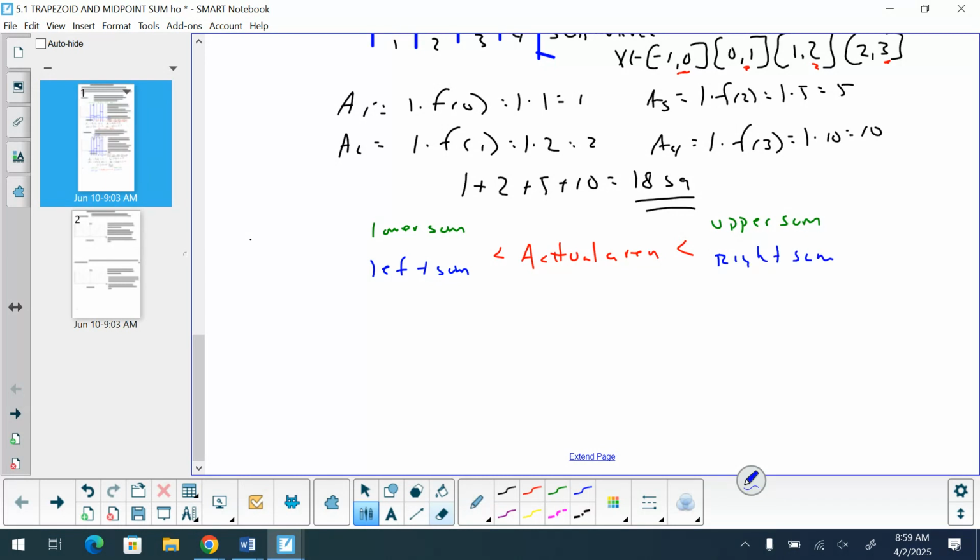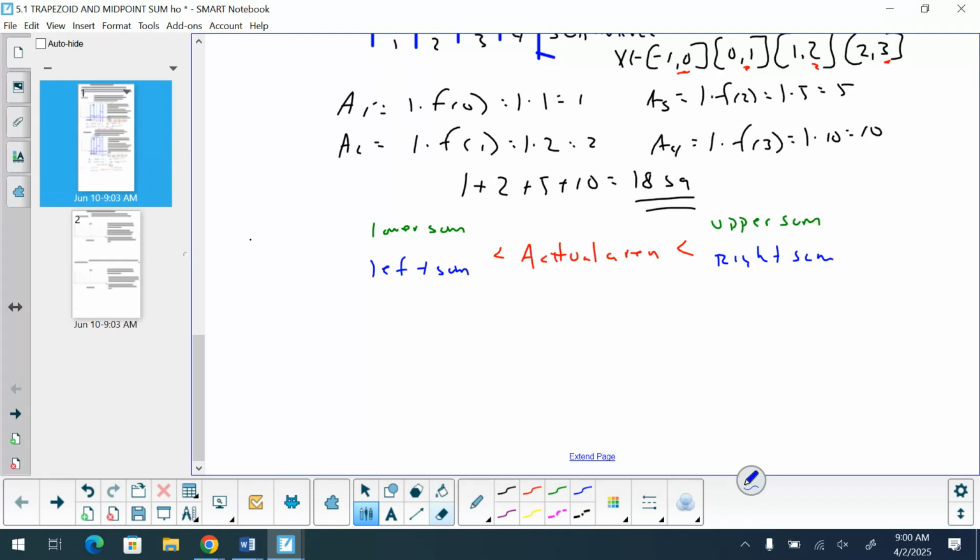But we can also utilize these as boundary values, and we can actually say our actual area is going to be somewhere between our left sum and right sum. And we might have to flip the right sum and left sum. Because what we have here are approximations, but these give us boundary values to the actual area.